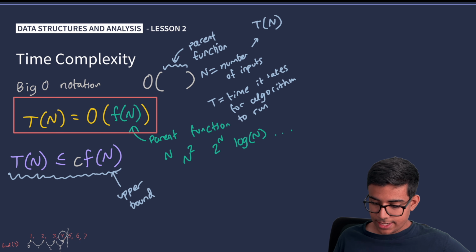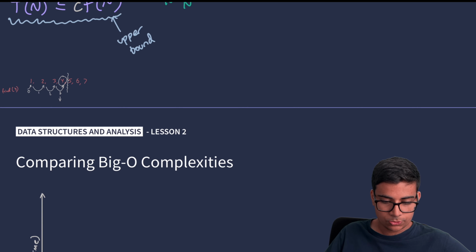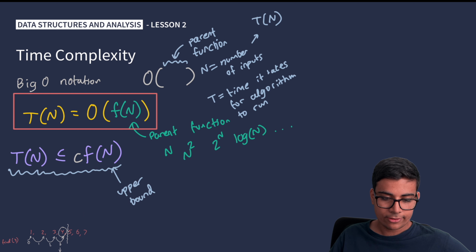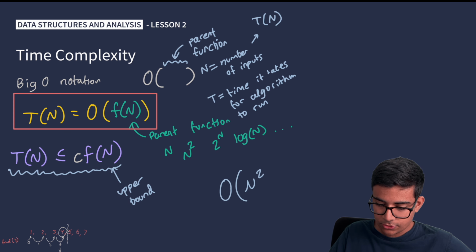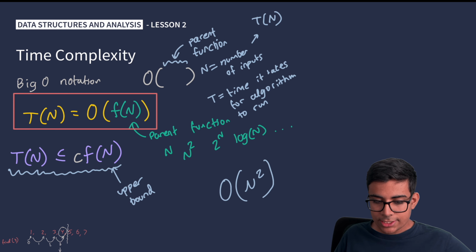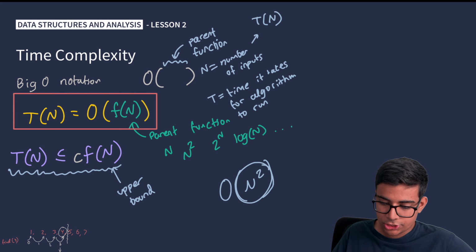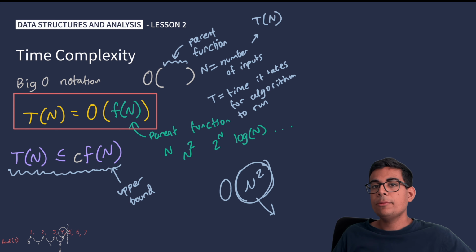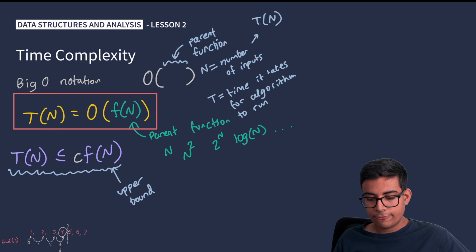But I'm now going to jump down to the next page, which compares our big O complexities. Remember, if we say that a function is, I don't know, O of n squared complexity, we're saying that the parent function, the relationship between the number of inputs and the time it takes to run, is n squared. And so we're really describing a bunch of parent functions.